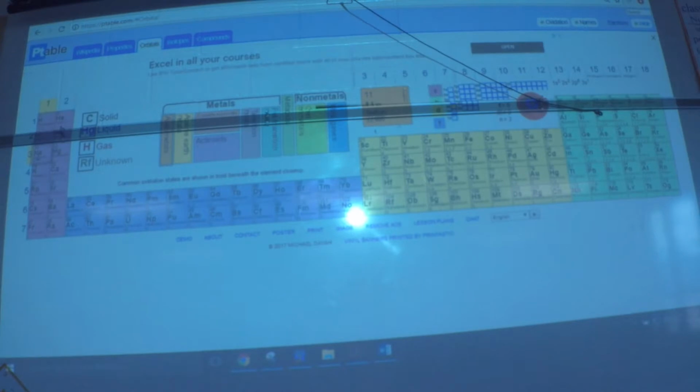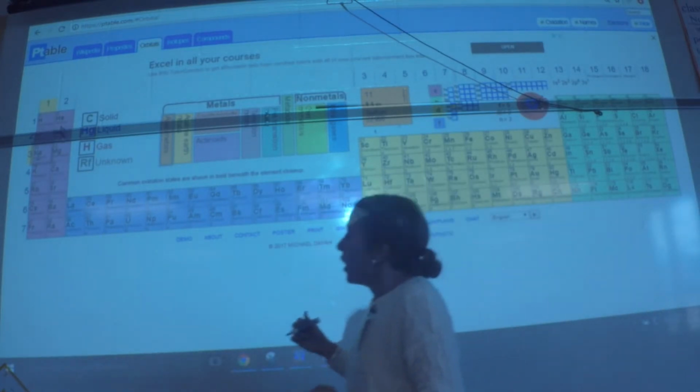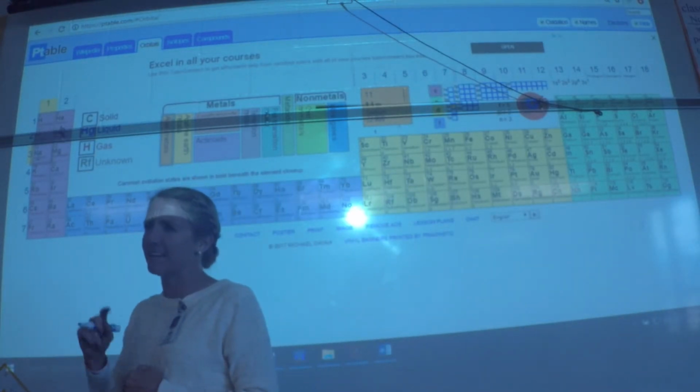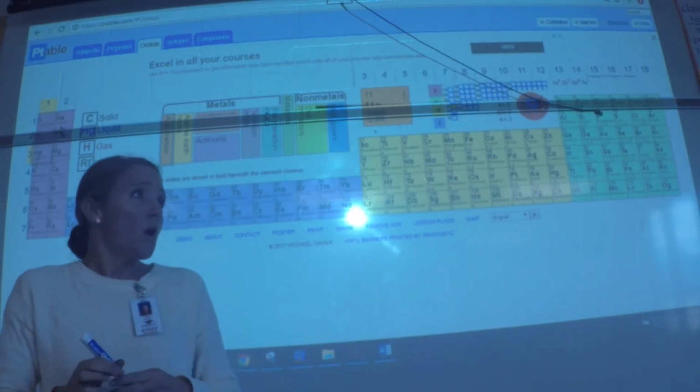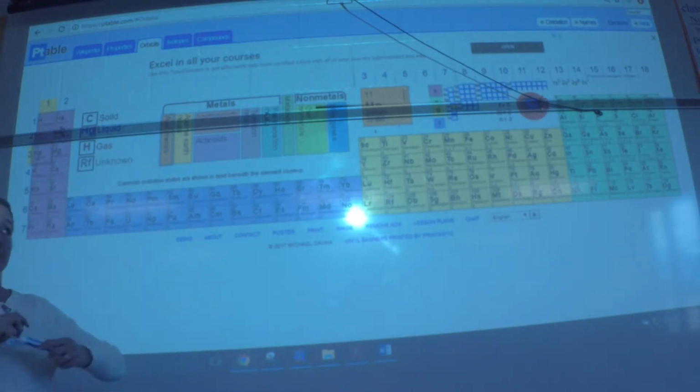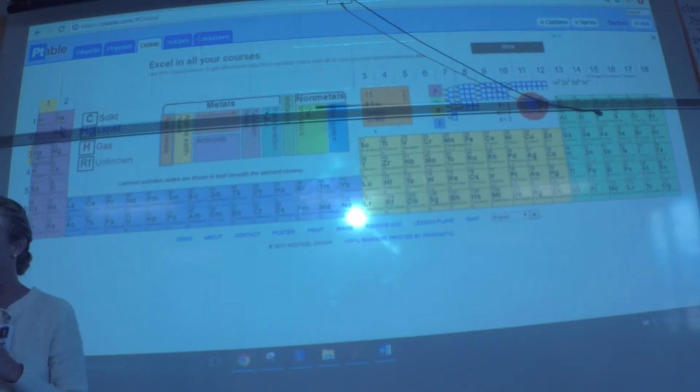Okay, let's get them smiley faces. I'm just gonna say the configuration, because the diagram and the configuration should match exactly. For sodium, you should have 1s2, 2s2, 2p6, 3s1. That's pretty good. For aluminum, you should have 1s2, 2s2, 2p6, 3s2, 3p1.